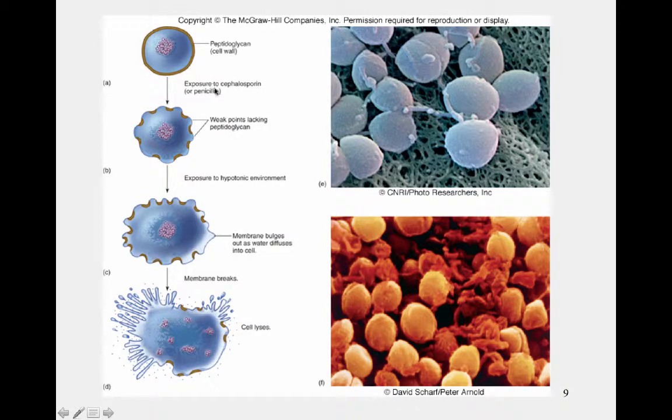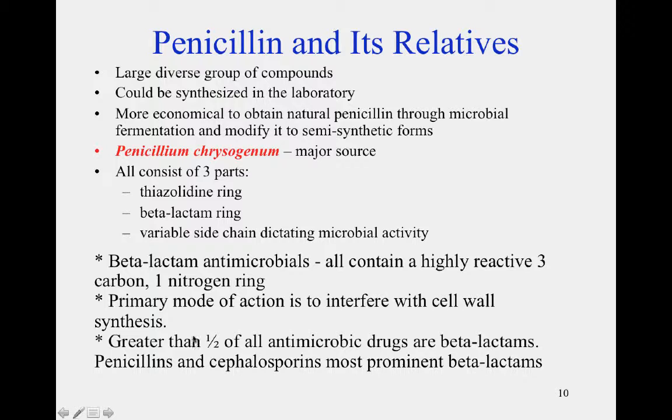So once the cell is exposed to cephalosporin, it will induce these weak points lacking peptidoglycan that should be synthesized, and this will compromise the integrity of the cell wall. So upon exposure to a hypotonic environment, the membrane bulges, the water will enter the cell, and the cell will lyse. Now, the major source of penicillin and its relative drugs are from Penicillium chrysogenum.